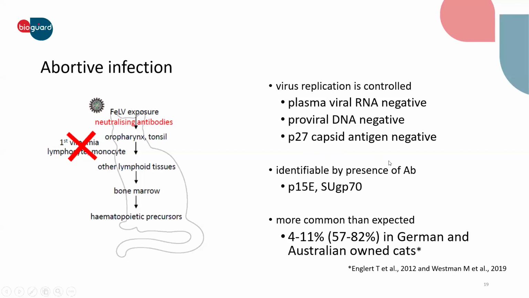At this stage, only detecting the FeLV antibody, like the P15 envelope protein or the surface GP70, can show us that the cat has been exposed to FeLV previously. And this kind of cat is actually more common than expected. Based on a study, 4 to 11% of cats in Germany and Australia belong to the abortive infection.